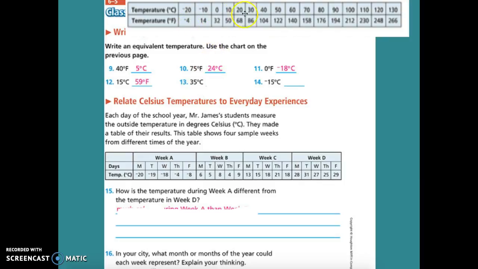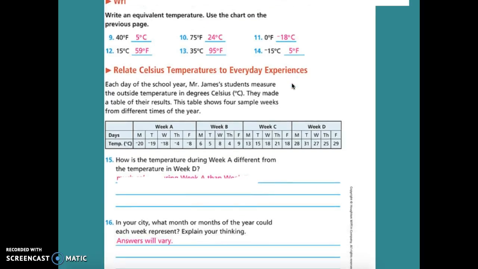35 degrees Celsius. Halfway in between these two. So what would be about halfway between these ones here? How many degrees Fahrenheit? You said 95 degrees Fahrenheit. Great work. All right, last one. Negative 15 degrees Celsius. So about halfway between these would be what? If you said about 5 degrees Fahrenheit, great work.